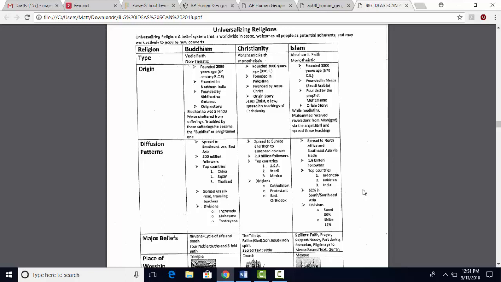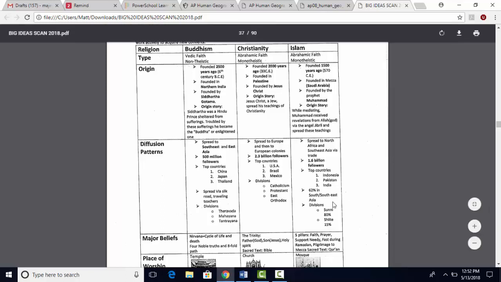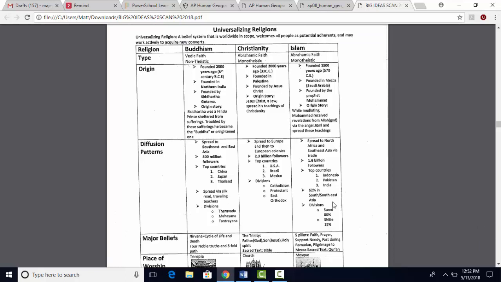Why did it spread? Well, if you remember, it spread largely because of trade. The traders, the merchants, brought it with them to Japan and to China, and it became popular there. So it's really popular in East and Southeast Asia. Also, traveling teachers. Teachers would go around and they would educate a lot of the higher classes in many of these areas, and they would oftentimes bring it with them and spread it that way.